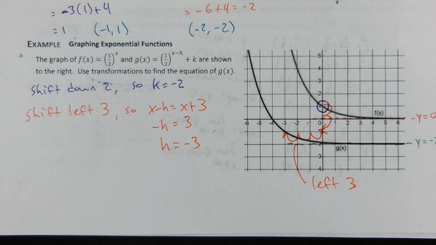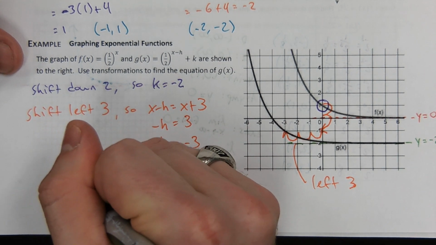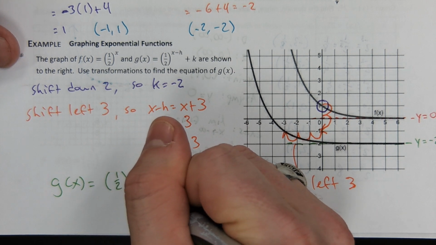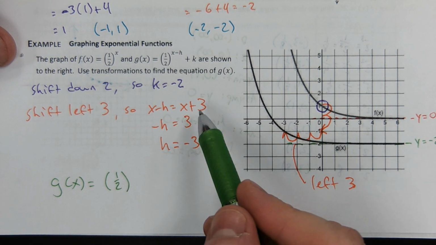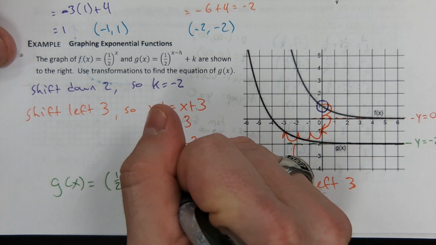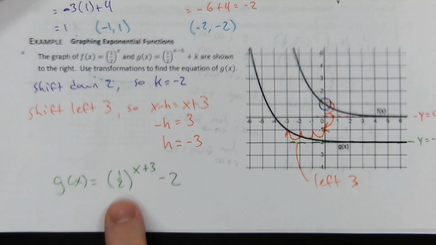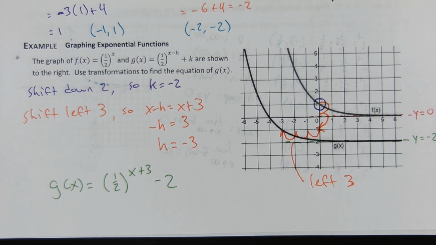And the most important information, though, is what is the equation for g of x? It is 1/2 raised to the x plus 3. That gets us our left 3. And minus 2 gets us our down 2. That is the equation for g of x.